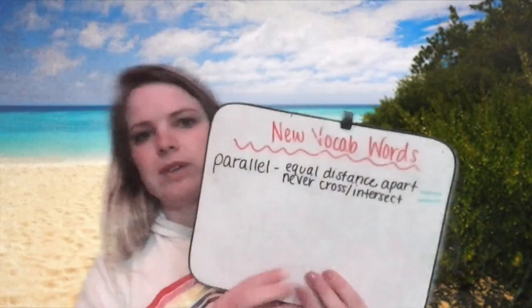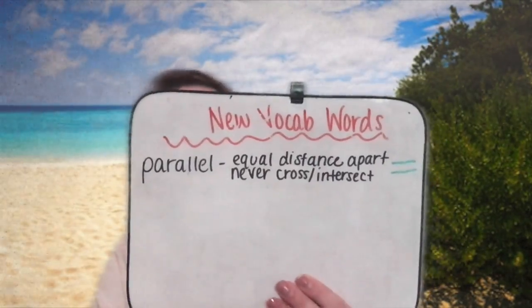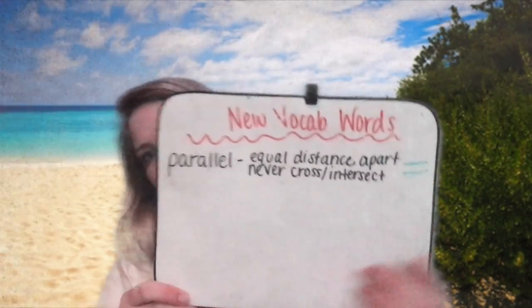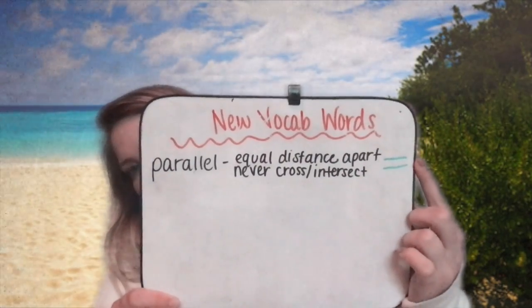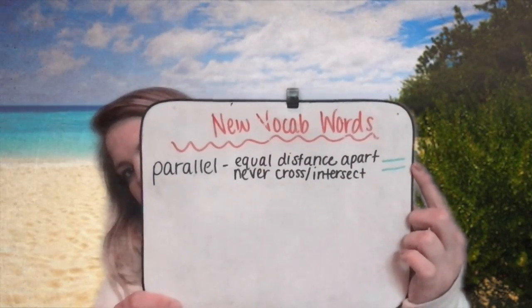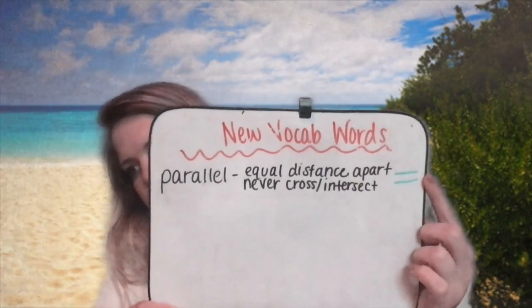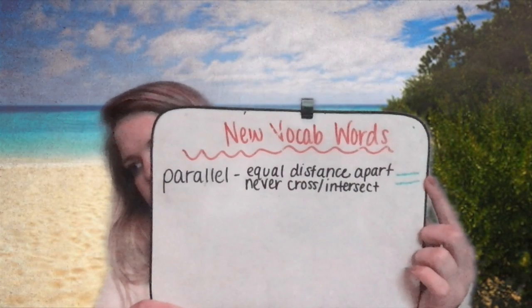So if you want to go ahead and write this down, I wrote down the definition for parallel, and then over here in the green, I drew a little example of what parallel is. It's two lines the same distance apart and they never cross. So now that we know what parallel lines are, we can start learning about our shapes.